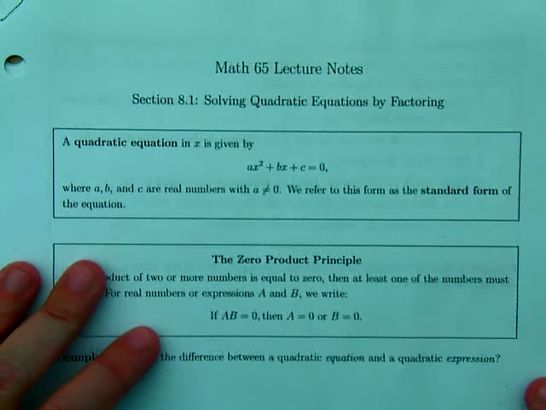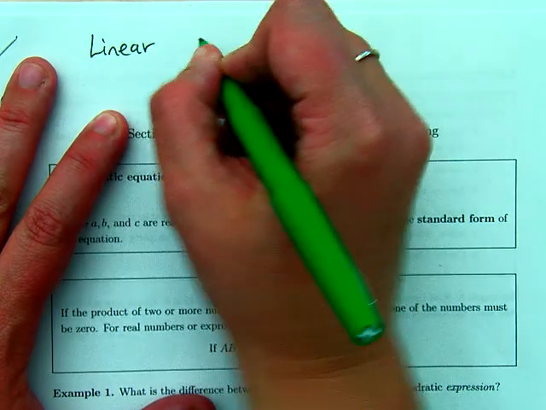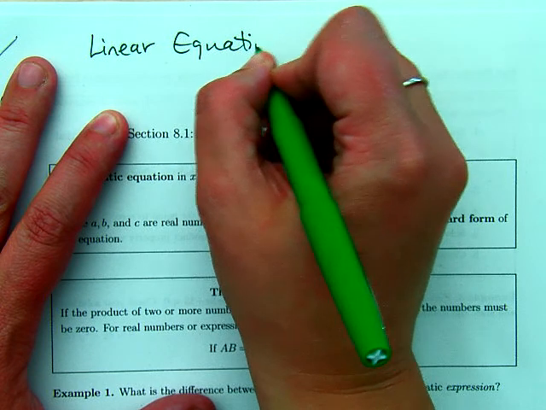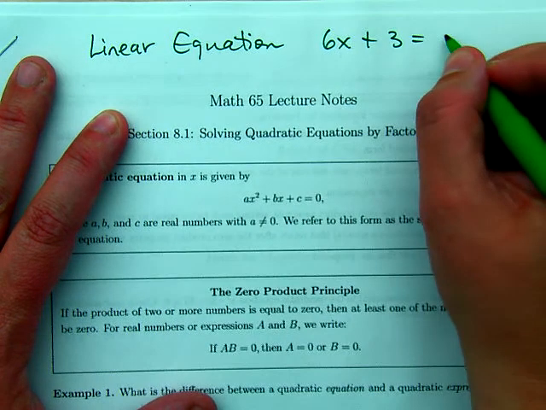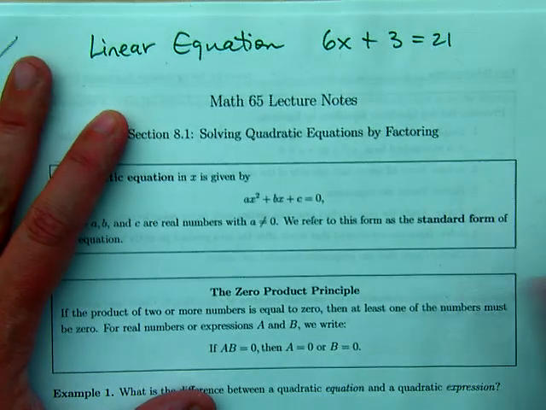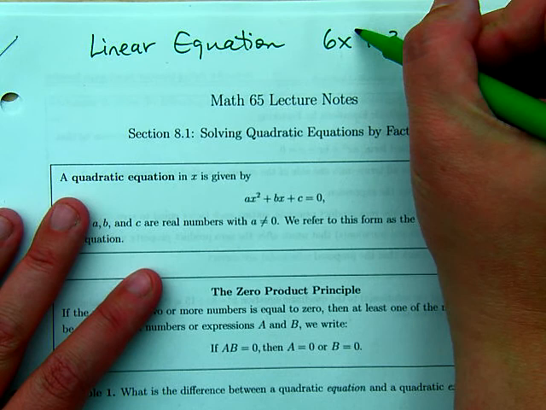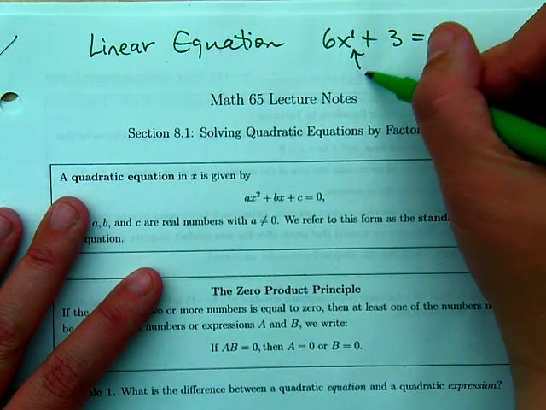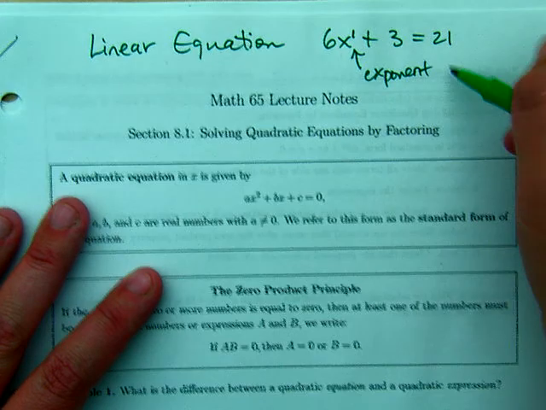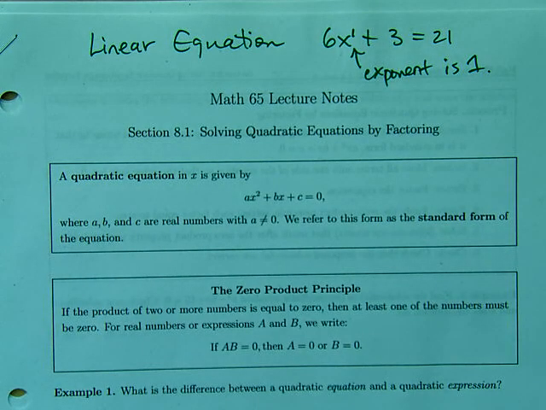Okay, so we were just talking about the difference between, in Math 60, we learned all about linear equations. And a linear equation would be something like this: 6x plus 3 equals 21. Okay? The goal in solving this linear, and this is, by the way, a linear equation, we call it a first degree equation because we have the exponent is 1. Okay, you don't see that exponent, it's implied. So it's a linear equation, and our goal is usually to get x by itself.